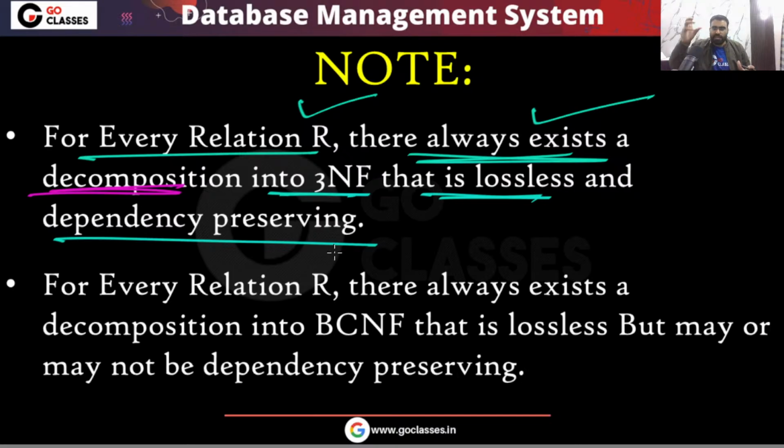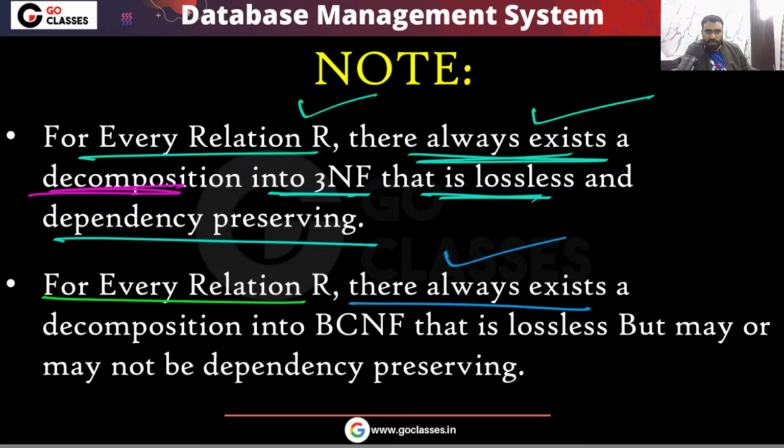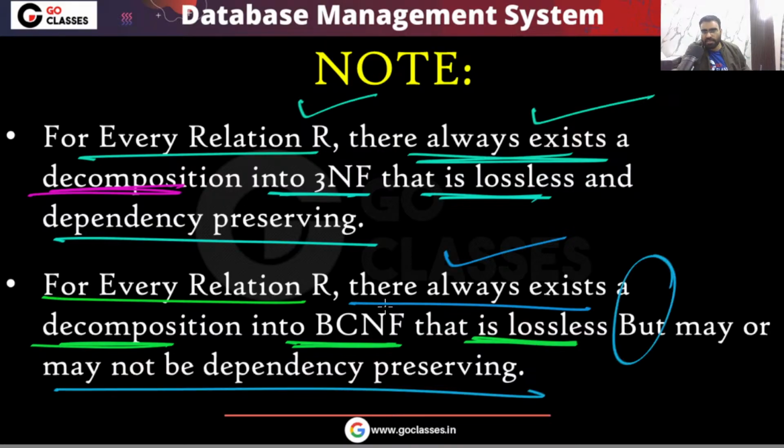Okay, means every relation R I can decompose such that I will get these three properties. Every sub-relation will be in 3NF, the decomposition will be lossless, and the decomposition will be dependency preserving. All these three properties I can get. Okay, is this clear? But remember, for every relation R, if you decompose into BCNF, there exists a decomposition such that we will get BCNF sub-relations and it will be lossless. But it may or may not be dependency preserving. Okay, is this clear? It is not guaranteed to be dependency preserving.